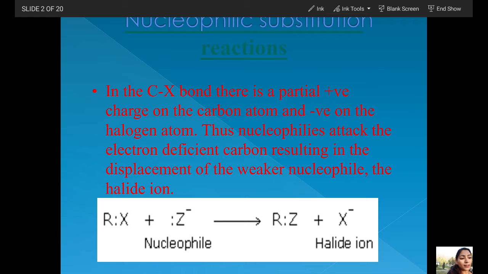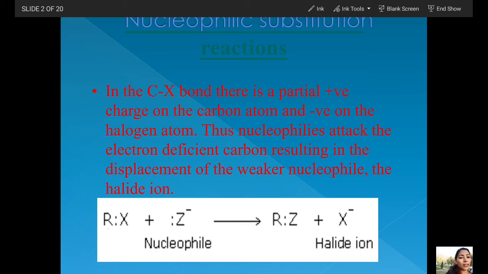Haloalkanes develop the partial plus and partial minus charge because of the electronegativity of the halogen series. As we know, carbon has an electronegativity of about 2 and a halogen like fluorine has an electronegativity of 4. Because of that electronegativity difference, the halogen pulls the electron toward itself. In the carbon-halogen bond, there is a partial positive charge on the carbon atom and negative on the halogen atom. Thus, the nucleophile attacks the electron-deficient carbon, resulting in the displacement of the weaker nucleophile, the halide.